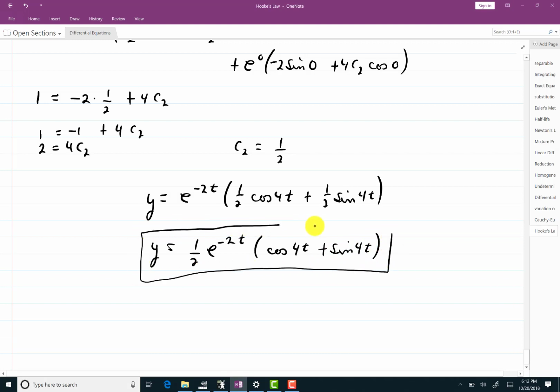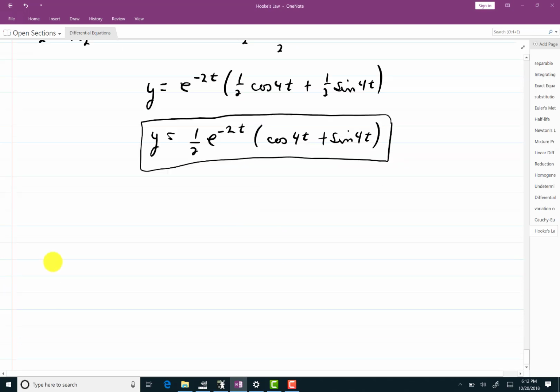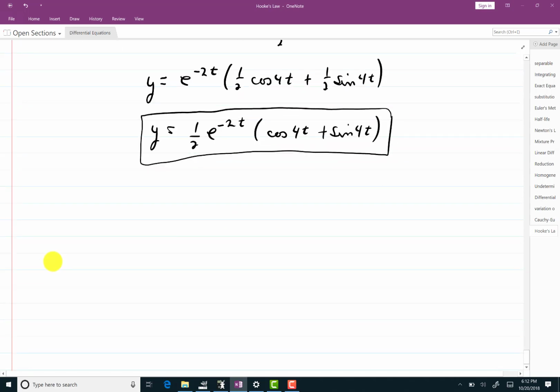Now this is a perfect example of what we talk about with damping. What's going to happen here is this e to the negative 2t, as t goes on, is going to go to 0. It's actually going to get small very fast. This right here, this part is responsible for it going up and down, but this part dampens it out. It's a perfect display of what this whole section is about.